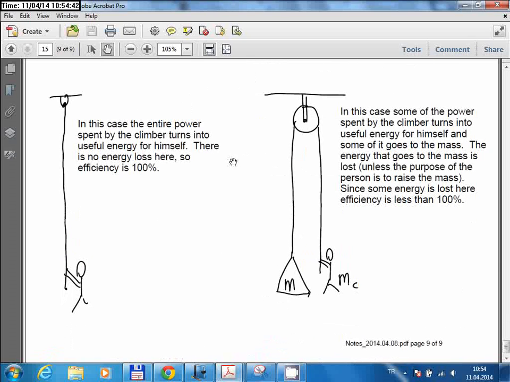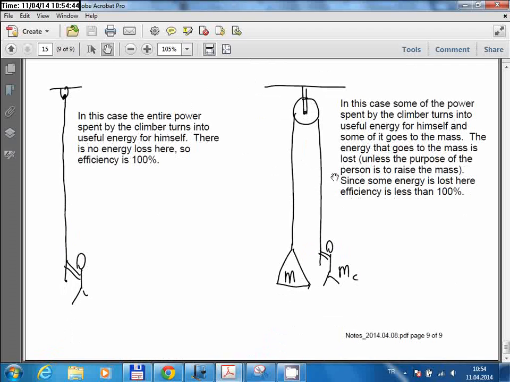Again, the same type of loss viewed in a different example is that this person is climbing a rope, and if the rope is attached to the fixed ceiling, then the ceiling will not be gaining any energy because it's fixed. He's not adding any energy to the ceiling, so all his effort turns into useful energy for himself.